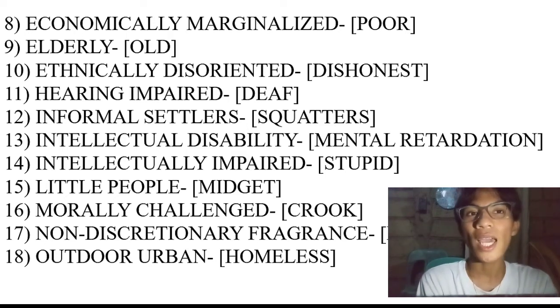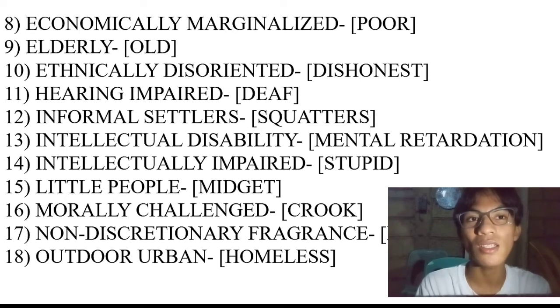Tenth, ethically disoriented instead of dishonest. Dishonest is used to describe someone as intentionally deceptive or not fully truthful in some way. But calling people dishonest is below the belt. So try to say those kids are ethically disoriented, and in some way this would be preferable.